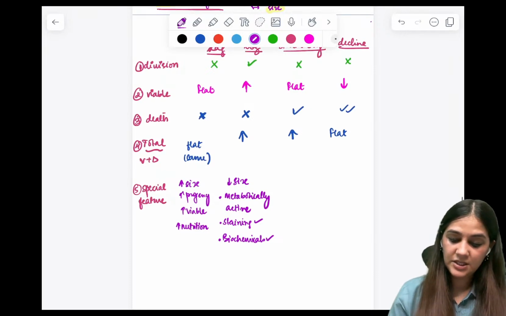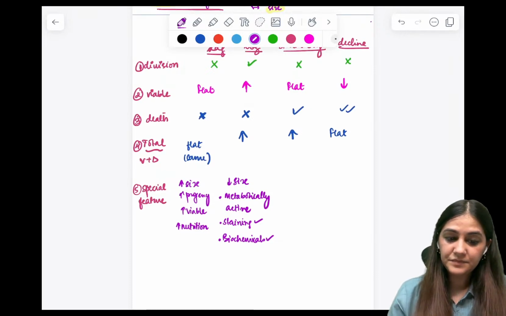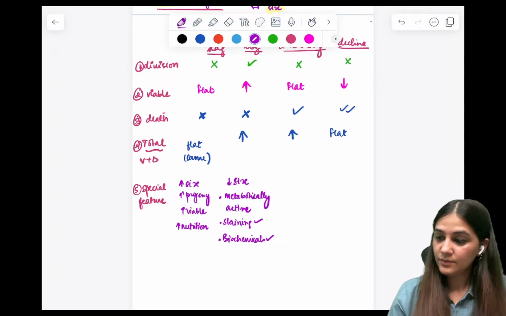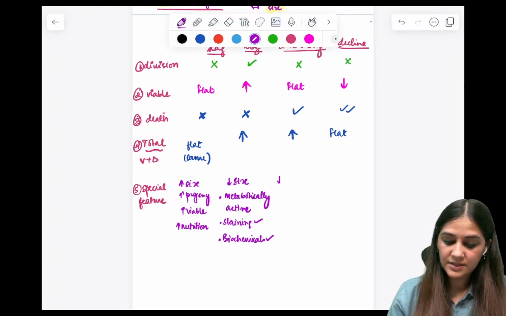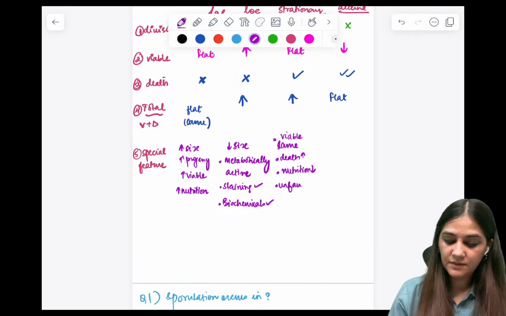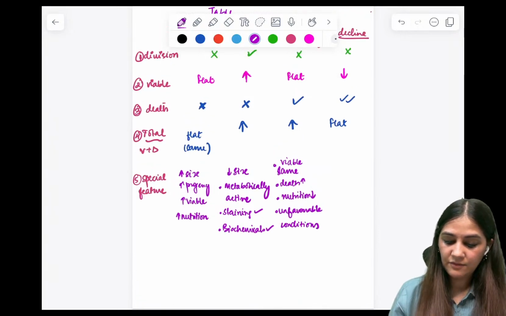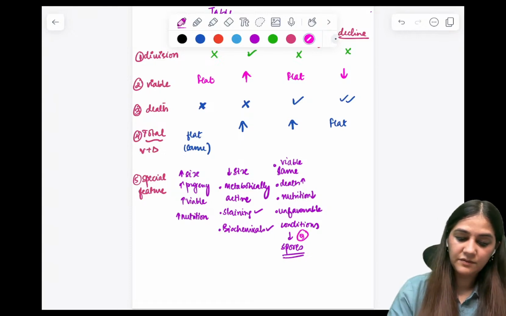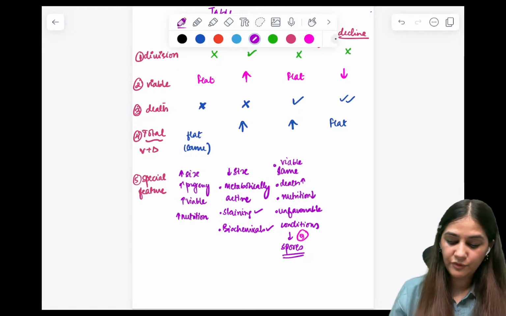Now coming to the stationary phase. A lot of things are happening in the stationary phase. What is going to happen in the stationary phase? Here also the viable count is same. Death is increasing a little. Nutrition is decreasing, right? So unfavorable conditions. Because of that, spores are formed here. Again, very, very important. Spores are formed in which phase? Stationary phase. So spore formation is taking place.